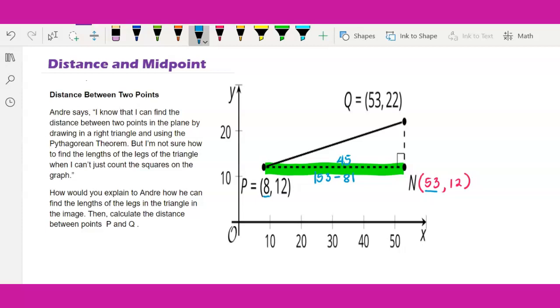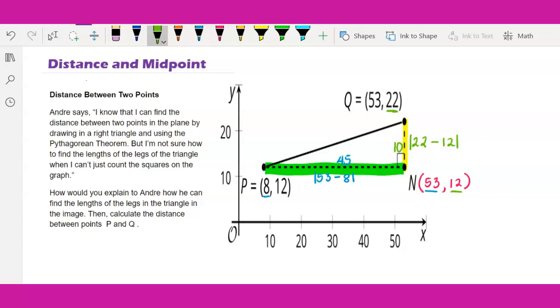And how did you get that? Well, you subtracted the x coordinates. Keep that in mind. Now, to find the vertical distance, this distance right there, all he has to do is subtract 22 minus 12. And again, since we're dealing with distances, we just take the absolute value. So 22 minus 12 is 10. The absolute value of 10 is 10. So this is going to be 10.